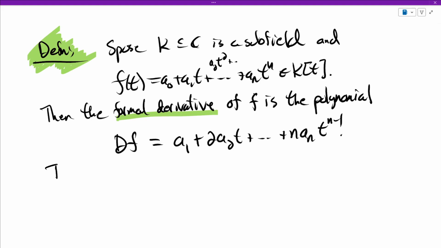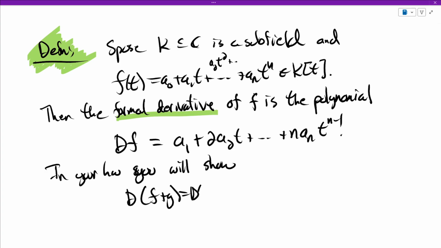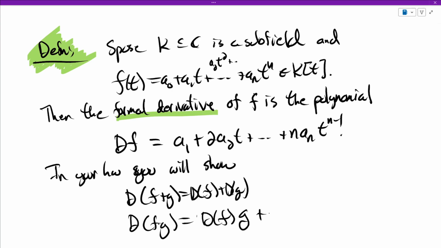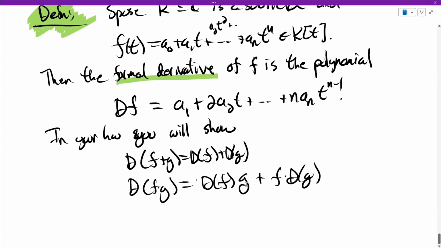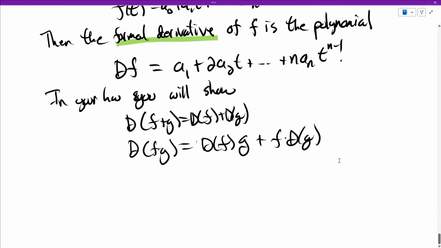You will show in your homework that if you just abstractly define the derivative of a polynomial like this, then the derivative of f plus g is the derivative of f plus the derivative of g, and so linearity. And you're going to show the Leibniz rule holds, or the product rule as it's sometimes called. So the derivative of a product is the derivative of the first times the second plus the first times the derivative of the second. And let me just give you a hint for this right now.